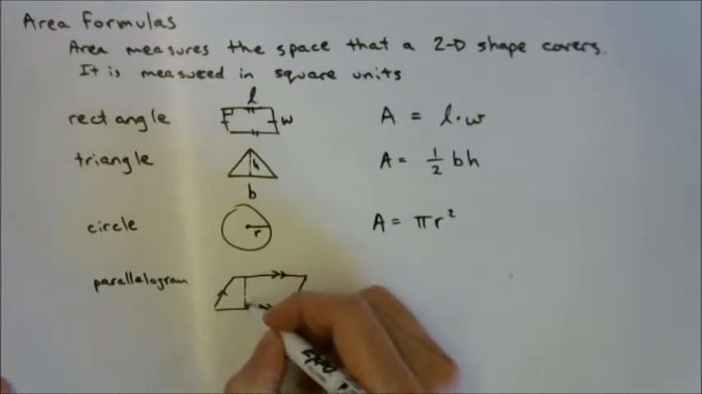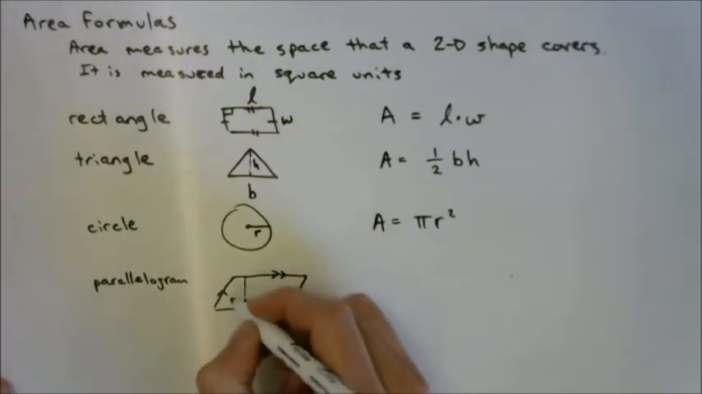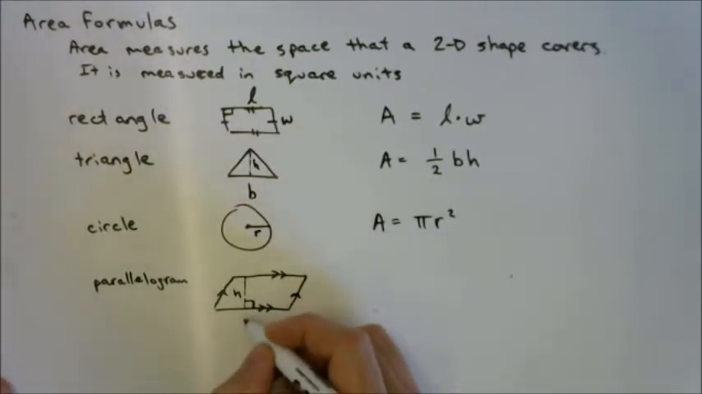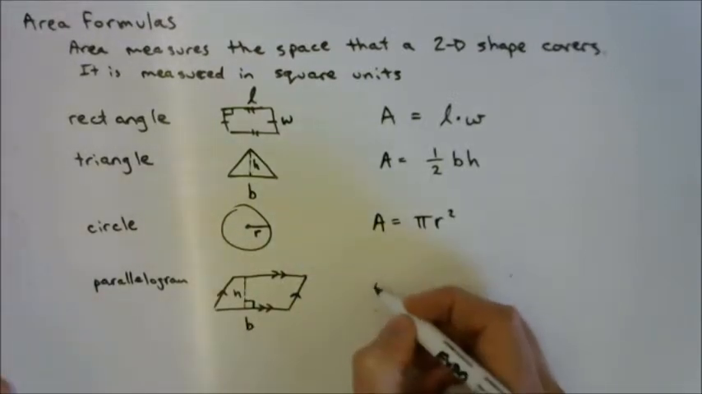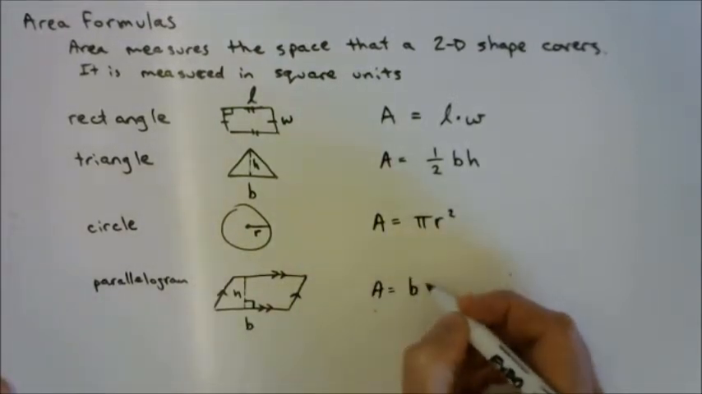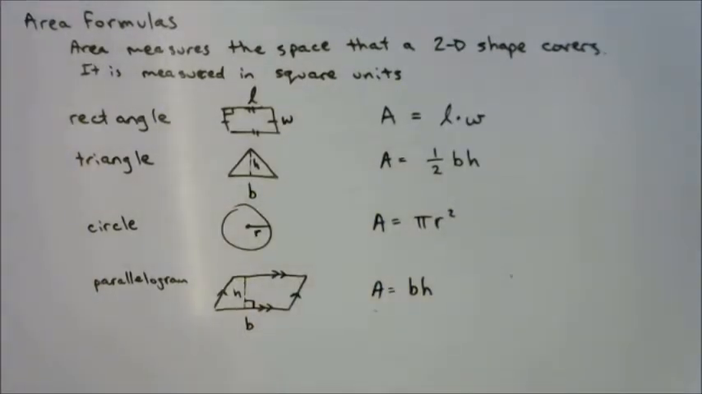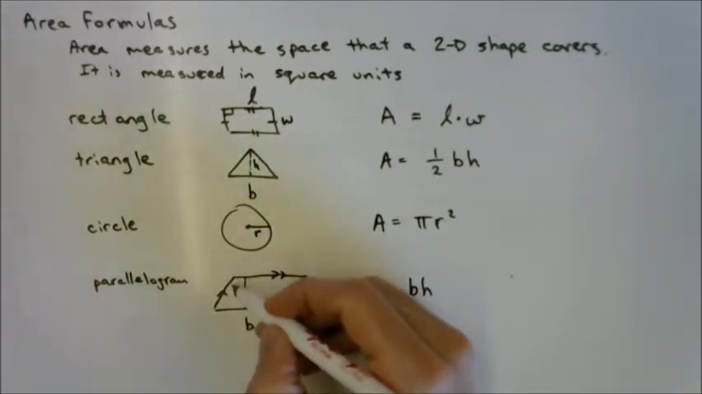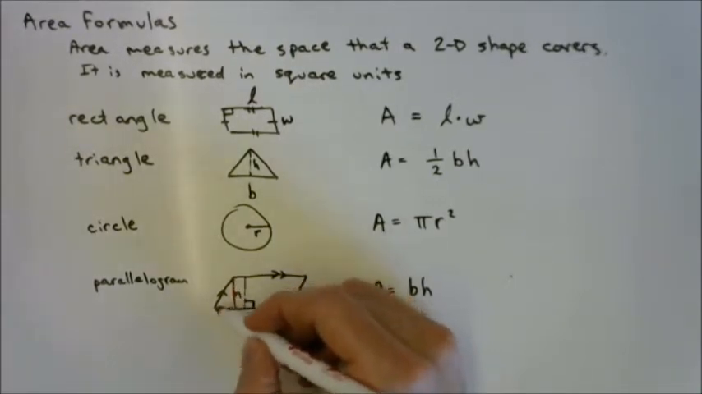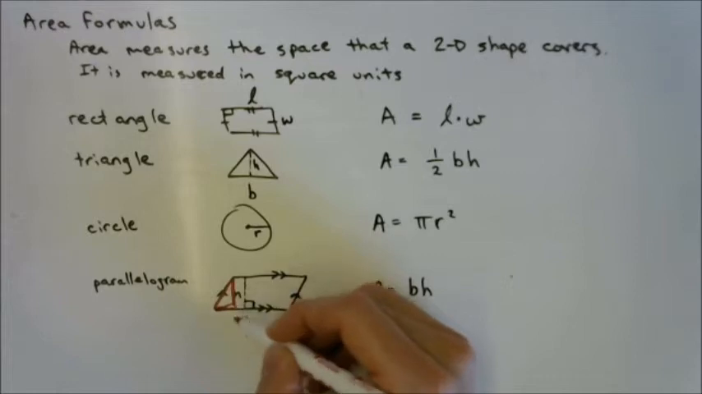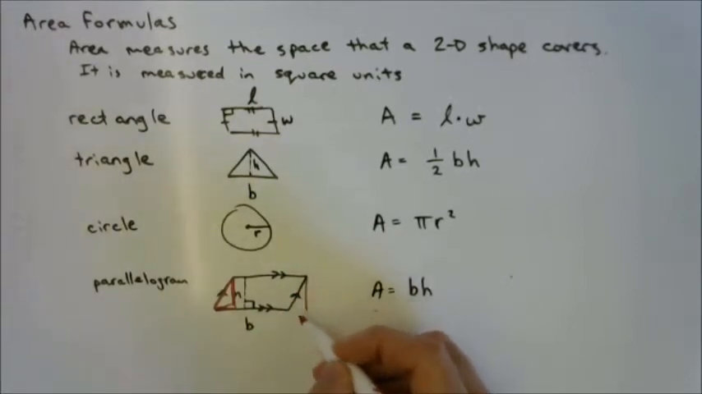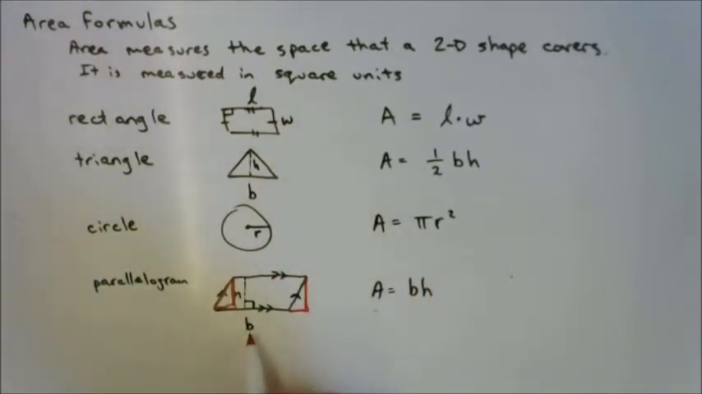Let's do the line. This is the height. And this is the base. And so the area is base times height. Now the reason why this works, and I'll just quickly show you, is if you were to take this triangle over here, cut it off, flip it around, and stick it over here, you'd have a perfect rectangle, and the length would be B, and the width would be H. Okay?